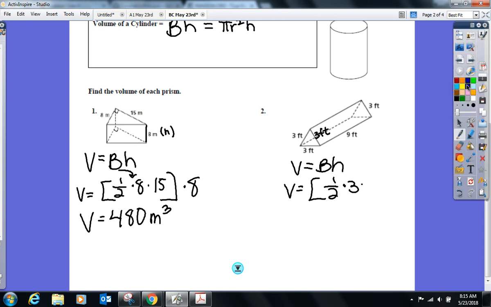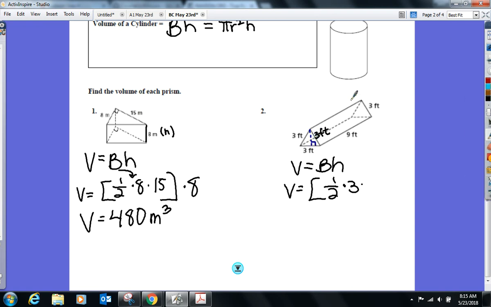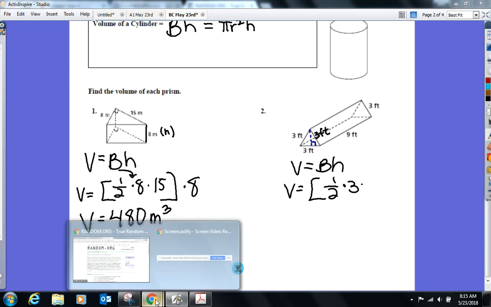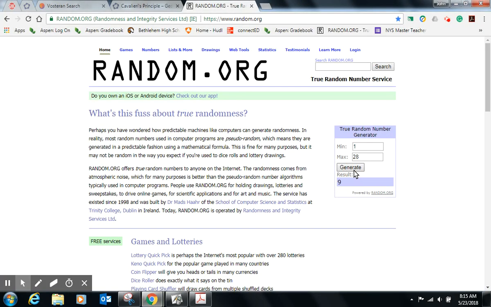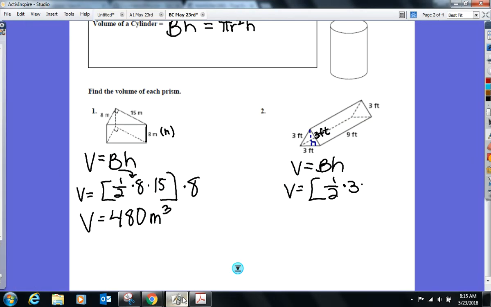Now I need your help. How do I find what the height is on that triangle? There's a lot of different ways we could do this. It's up to you, though. What is the height of that triangle? Not the height of the prism, height of the triangle. Any thoughts?